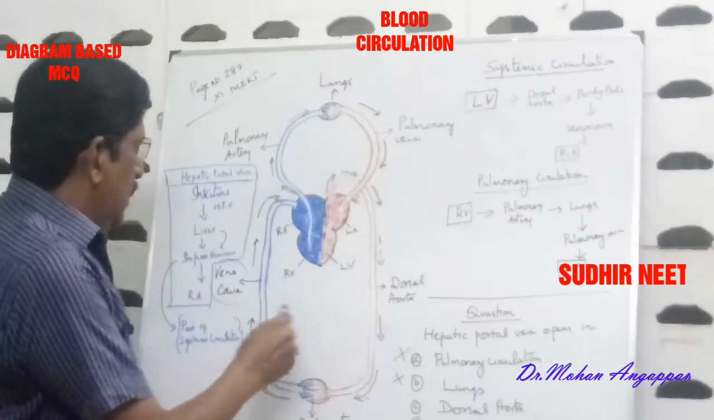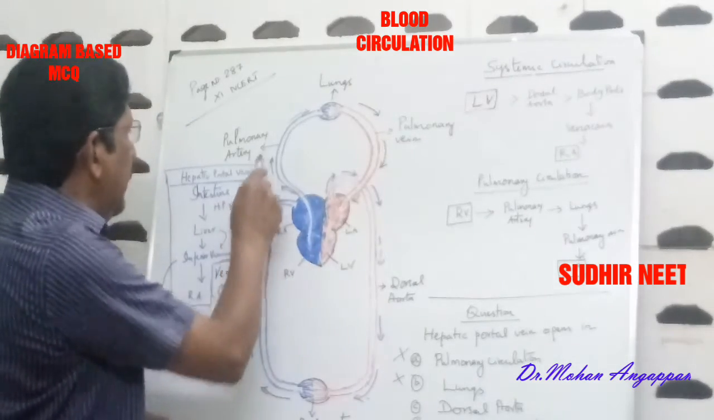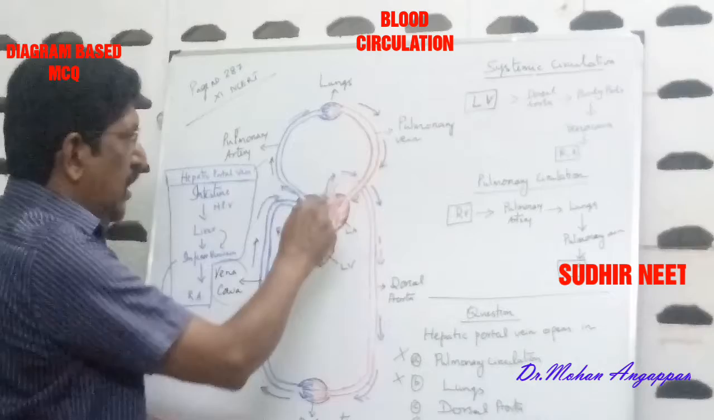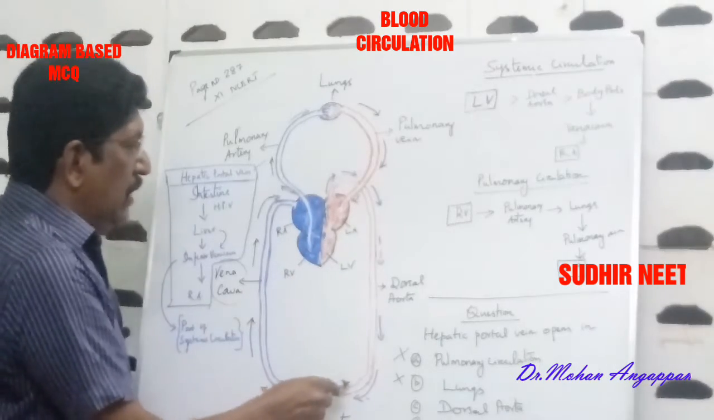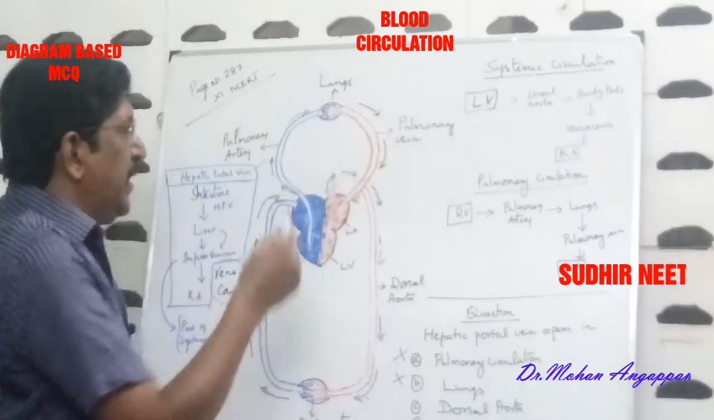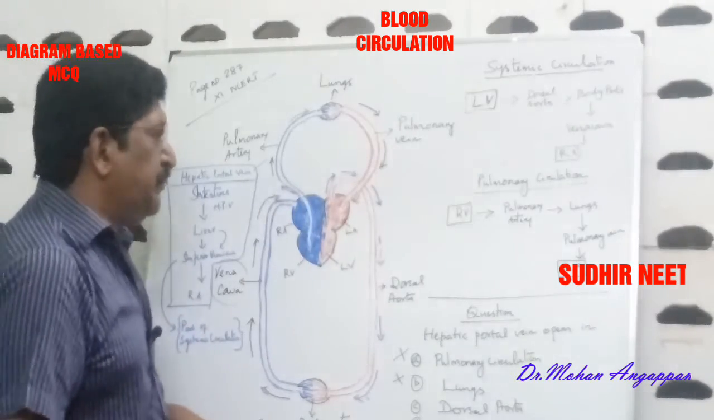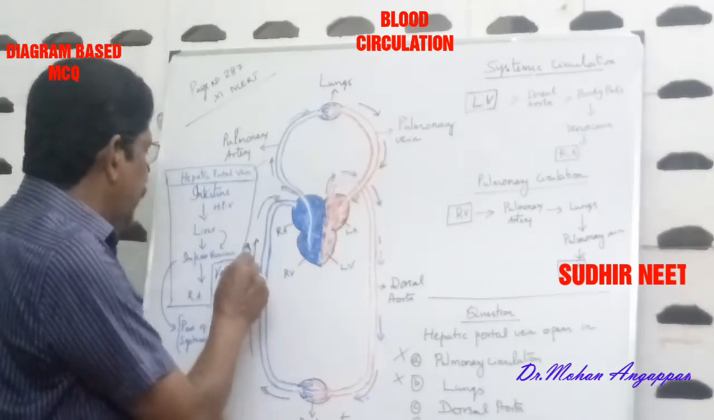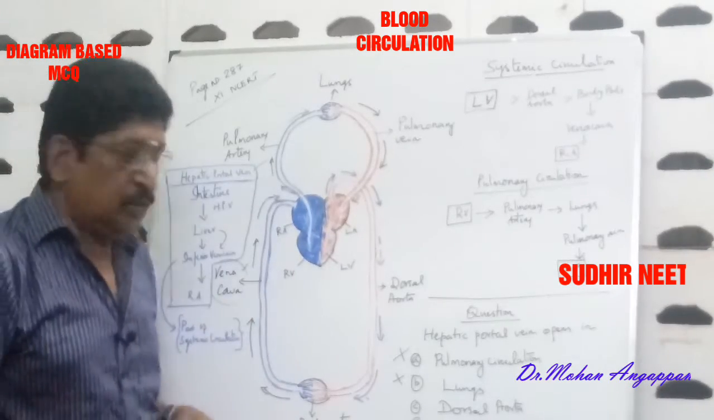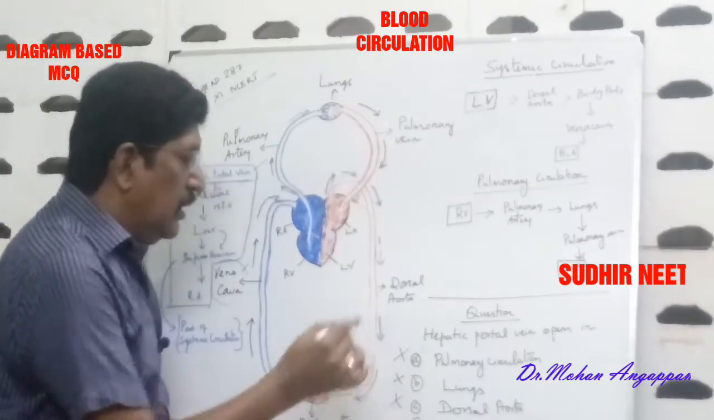Number 3, the hepatic portal vein opens in the dorsal aorta. The dorsal aorta forms a part of pulmonary circulation, wherein there is no involvement of the inferior vena cava. So this is also wrong.